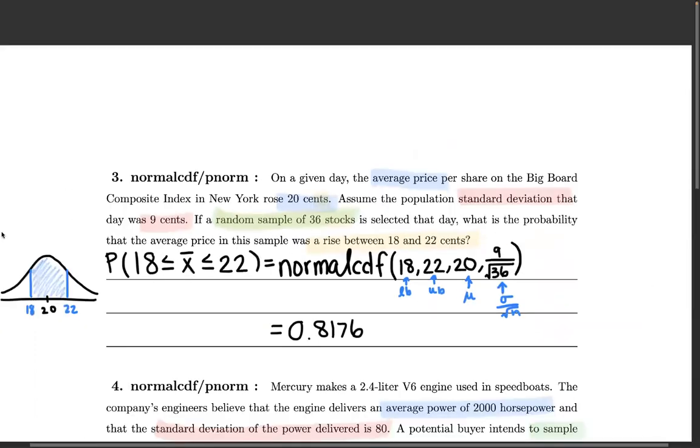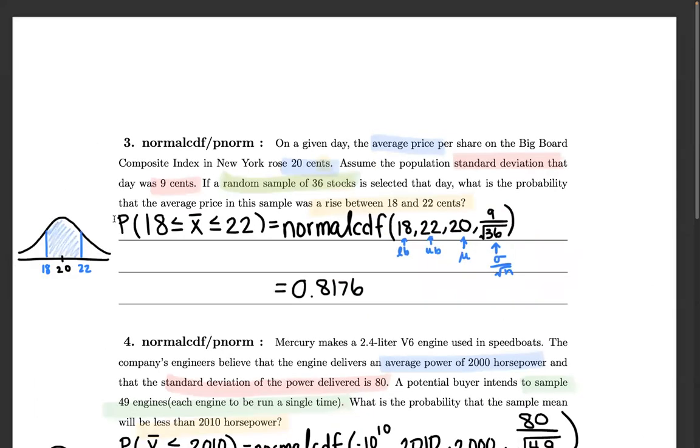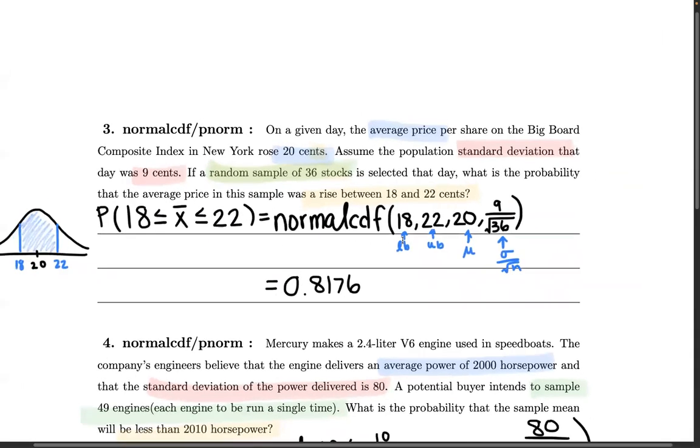If we want to visualize that, here we have our mean of 20. So 18 is on the left, 22 is on the right of that, and we want to know the area under the curve from 18 to 22, the shaded region. So we're going to use the normal CDF function in our calculator, and our lower bound is going to be 18, our upper bound is 22, and then our mean is 20, which is right here.